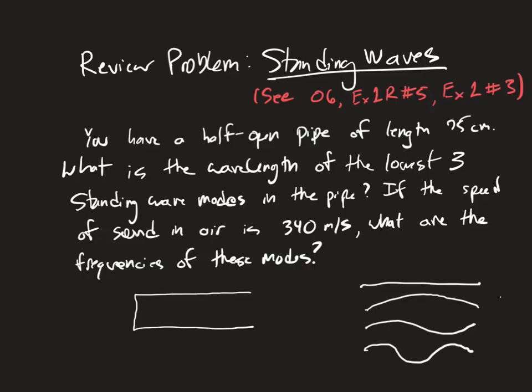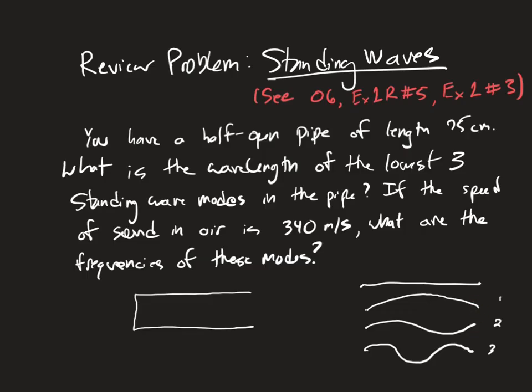This is the lowest 1, 2, 3 modes. For the pipe, the lowest mode does not look like the lowest mode for the string, because the pipe has an open condition on this end. It's a closed condition here, so this end cannot move. This end is going to look like one of those. But this end is open, so it's the opposite of this. It has to be allowed to move.